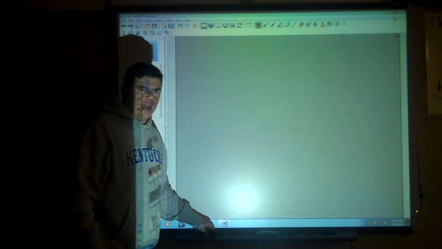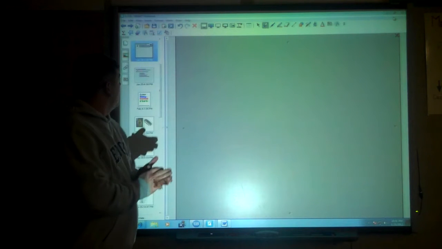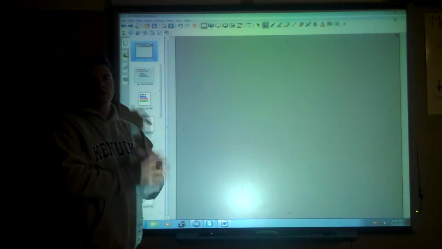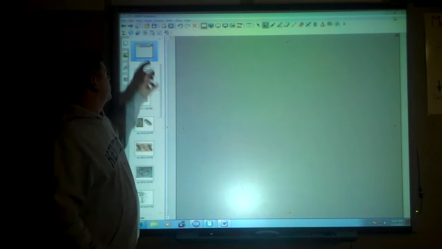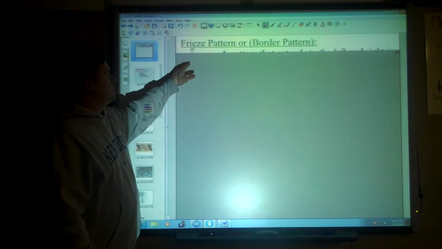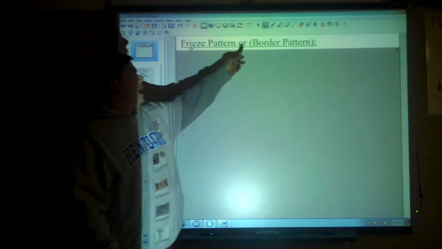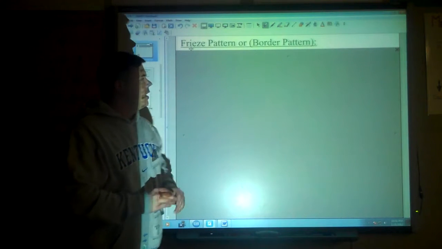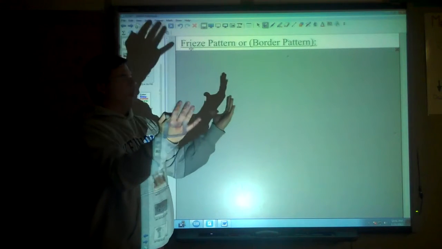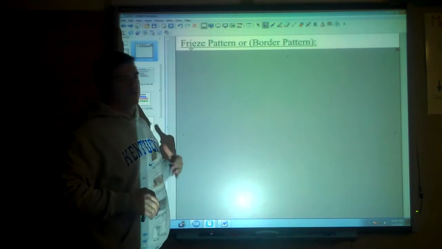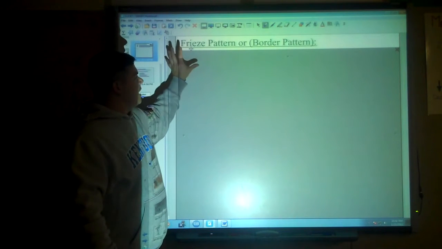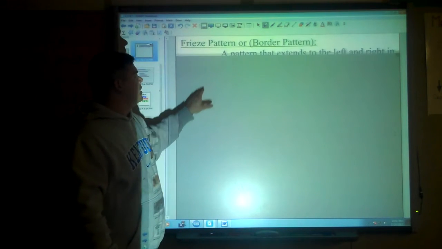Geometry lesson 7-6. Today we want to look at some patterns, and specifically we want to look at what we would call frieze patterns, also known as a border pattern. And if you think about a border pattern, a border is usually something on the outside. So frieze patterns have been around for many, many years.